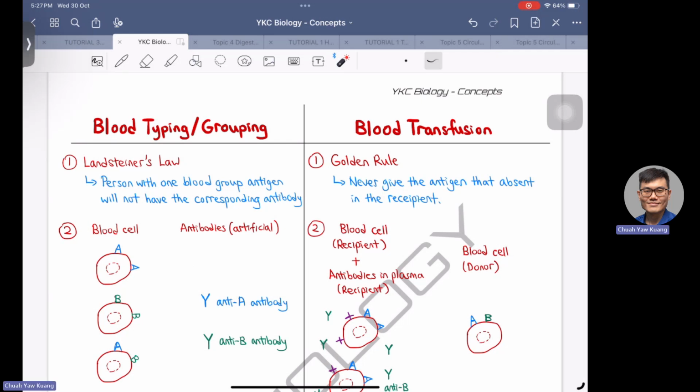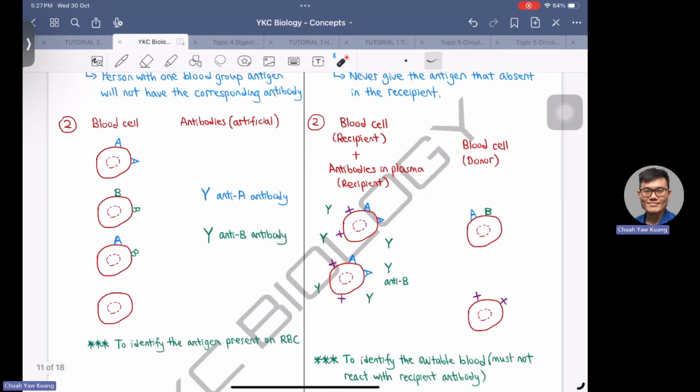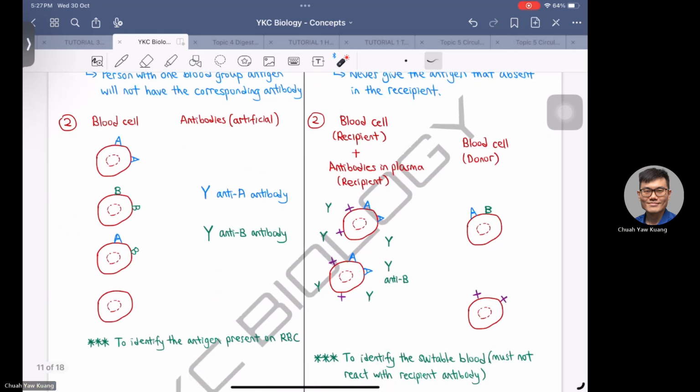Next we will look at how the process works. For blood grouping, we take the blood cell from the individual and mix it with antibody that is artificially produced. The concept is, if the antibody that we added to the blood cell causes clotting, or agglutination, then that means that the blood cell has the antigen.